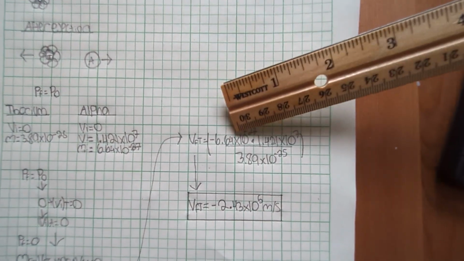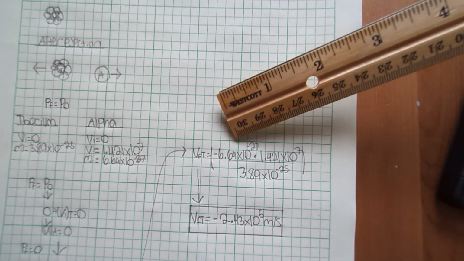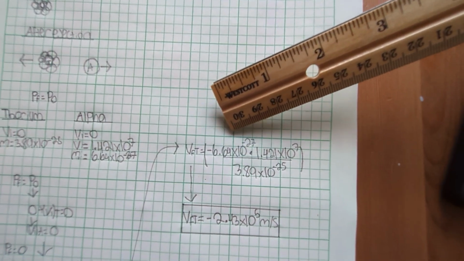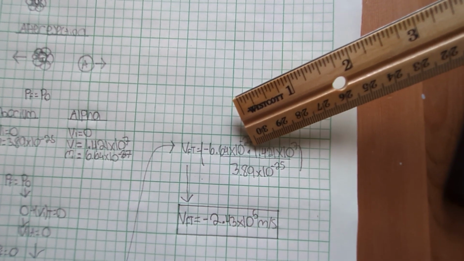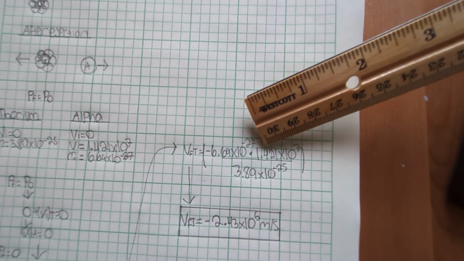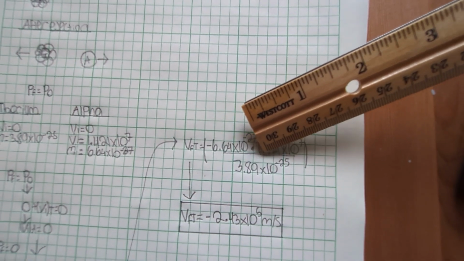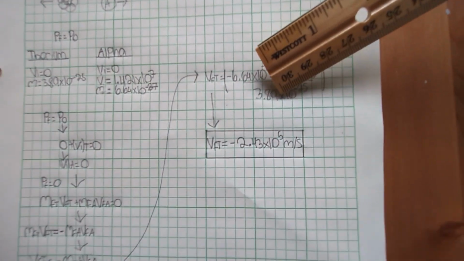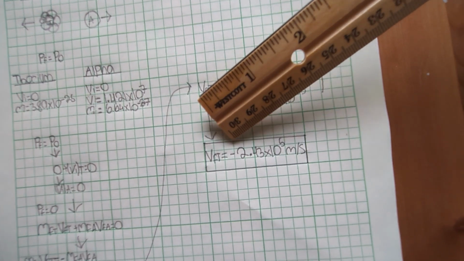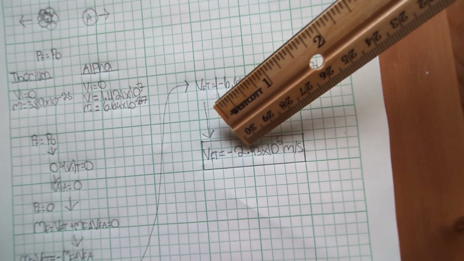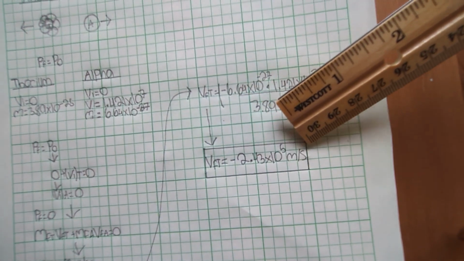I just plugged in all the numbers that were given to me at the beginning. So we got 6.64 times 10 to the negative 27th times 1.421 times 10 to the 7th divided by 3.89 times 10 to the negative 25th, right? So the velocity final is negative 2.43 times 10 to the 5th meters a second.